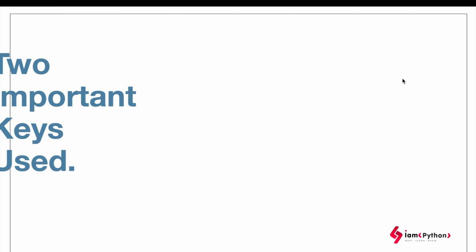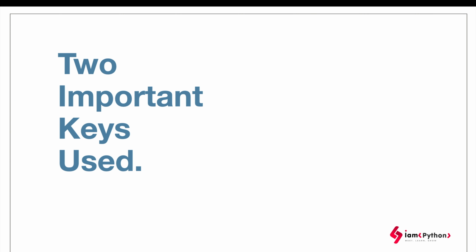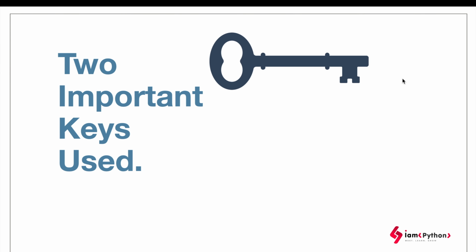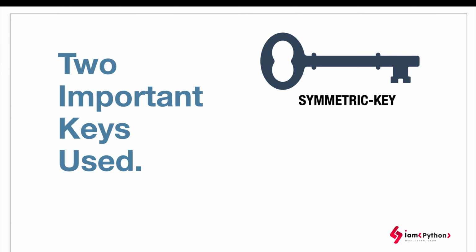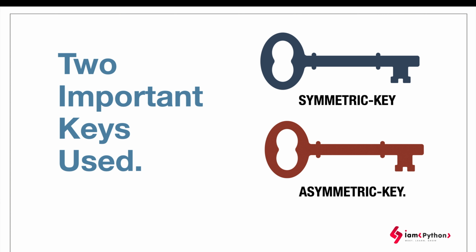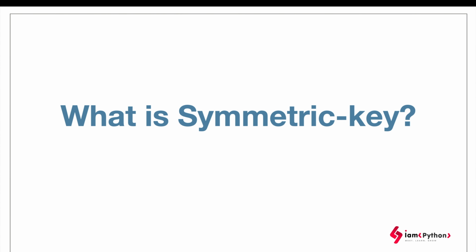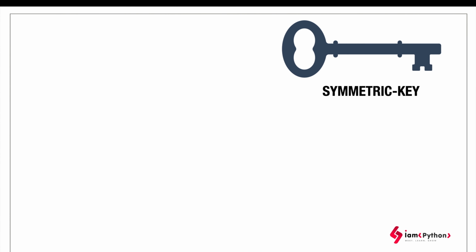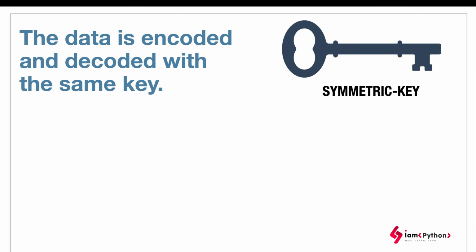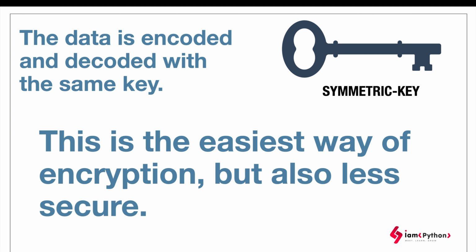Next, there are two important kinds of keys we use in encryption algorithms. One is the symmetric key, the other is the asymmetric key. Then you will have a question: what is a symmetric key, and what is an asymmetric key? Let's talk about the symmetric key first. A symmetric key can be used for both encryption and decryption, meaning the data is encoded and decoded with the same key. This is the easiest way of encryption, but also less secure.